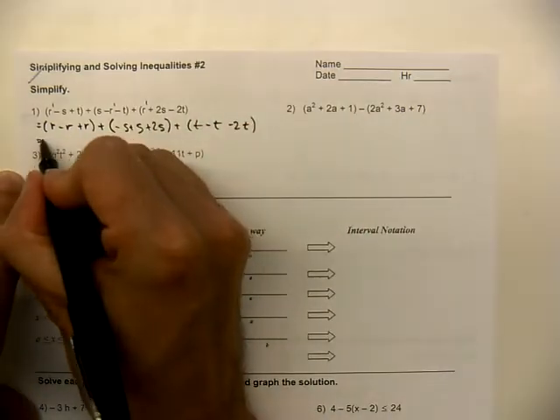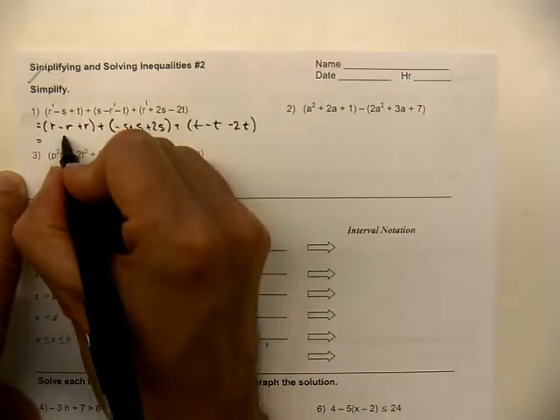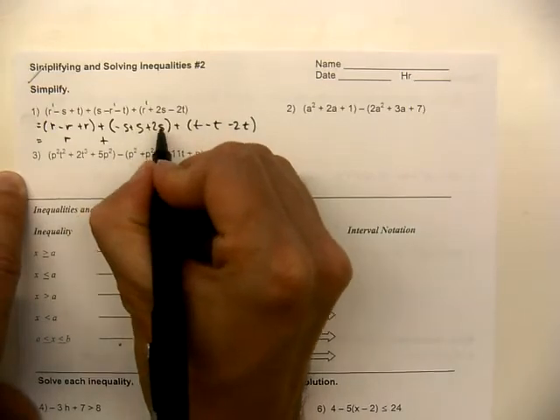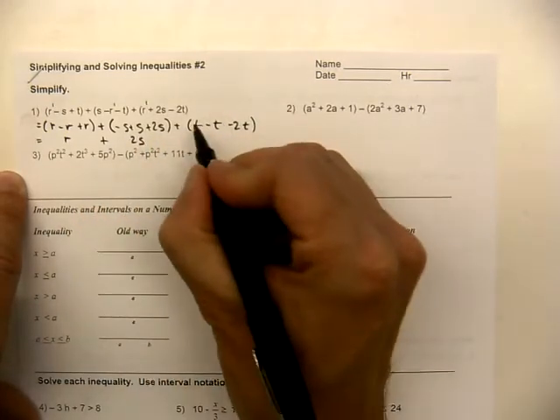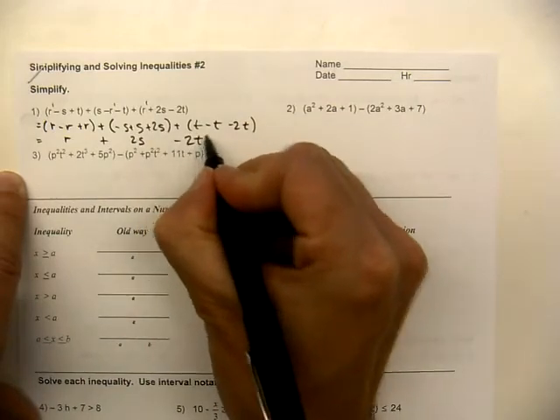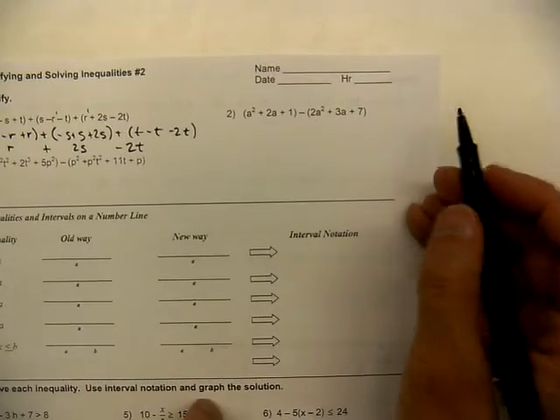So when we're combining like terms, we're saying, okay, what's the result of r minus r plus r? And that gives us just r. Here we have negative s plus s, and then plus 2s. And then here we have t minus t, they cancel out, and then a negative 2t. So there we are. Let's take a look at another example here on number 2.